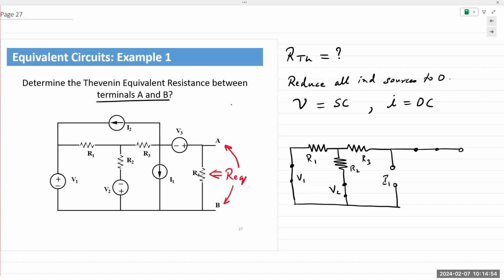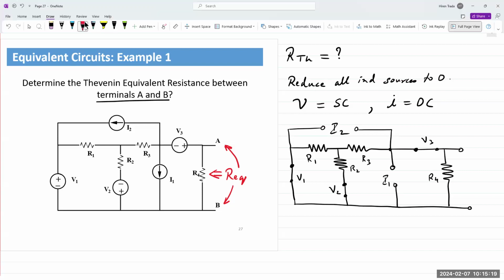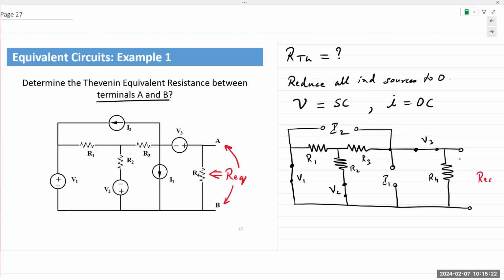And another short for V3. And then R4. And then I2. Let's see, V1, V2, V3, R1, R2, R3, and R4, and I1 and I2. All right, so all components are included and covered. REQ between these terminals A and B. Let's take a pause while you write it down and think over it.